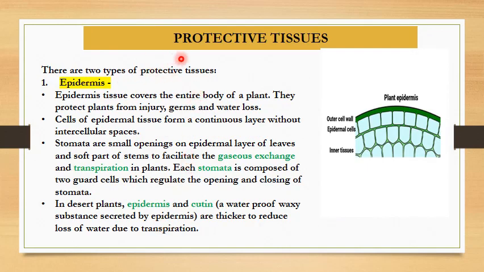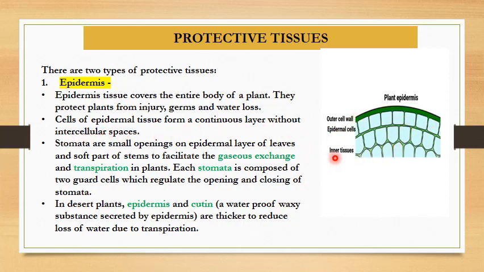There are some protective tissues also. There are two types of protective tissue. Number 1, epidermis. Epidermal tissue covers the entire body of a plant. It protects plants from injury, germs and water loss. Cells of epidermal tissue form a continuous layer without intercellular spaces.